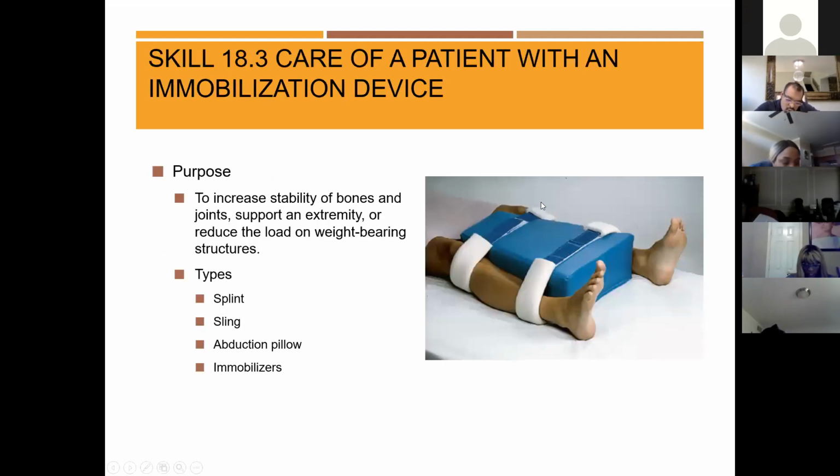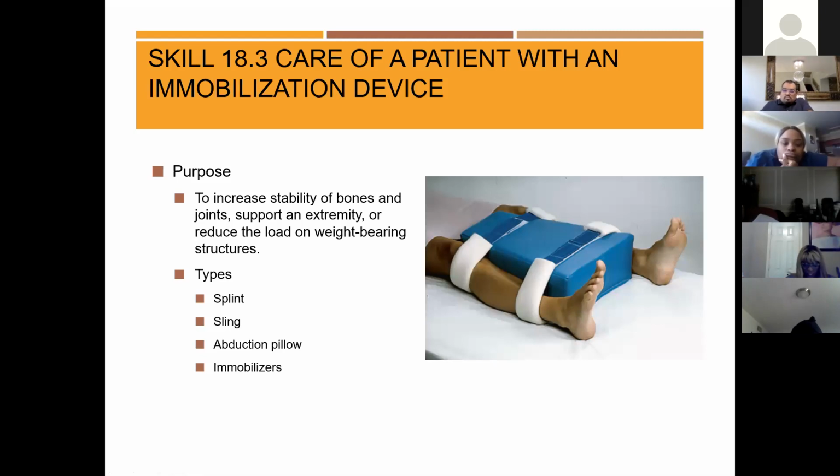All right, guys, we made it to the last section. We're in the home stretch. It's exciting. Now we're going to take care of a patient with an immobilization device. What is an immobilization device? It keeps their legs like restrained in a way, straight, or like if they have a hip fracture or something, it keeps their legs straight so that their hip can stay aligned.